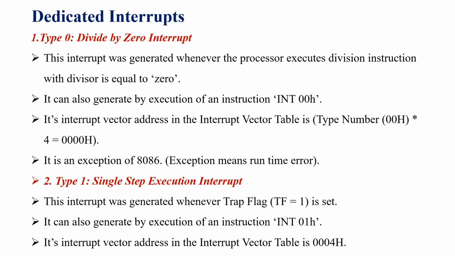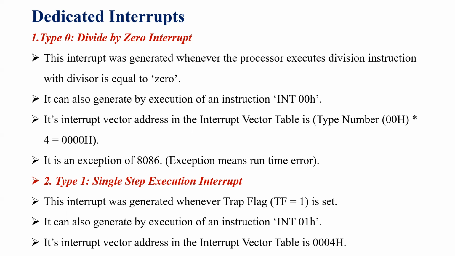Basically, this type 0 interrupt is generated whenever the processor executes a division instruction with, unfortunately, a divisor value equal to 0. We know that if we divide something by 0, obviously the result is infinite. So here that happens in terms of an interrupt. This is one way this type 0 interrupt is generated.